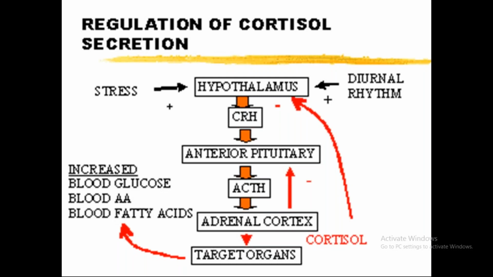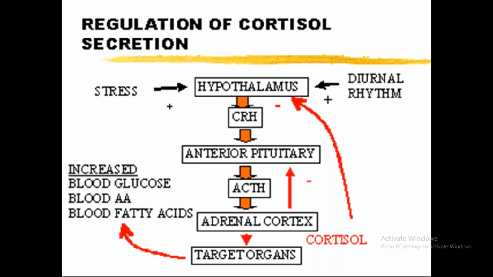So whenever there is cortisol, the hypothalamus releases corticotropin-releasing hormone under stress and diurnal rhythm. That's why I said diurnal rhythm. So from morning 8 a.m. to 12 p.m. the levels are very high, because during that time the hypothalamus releases corticotropin-releasing hormone.